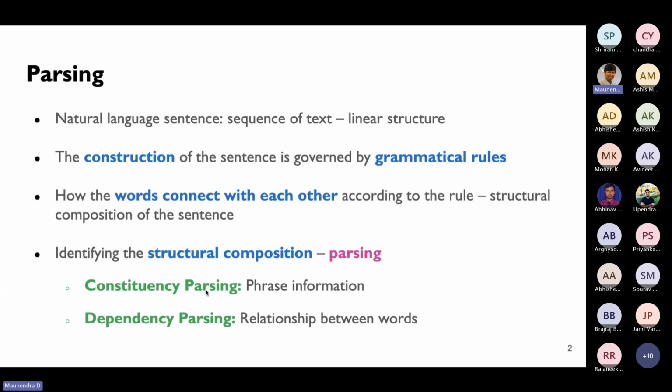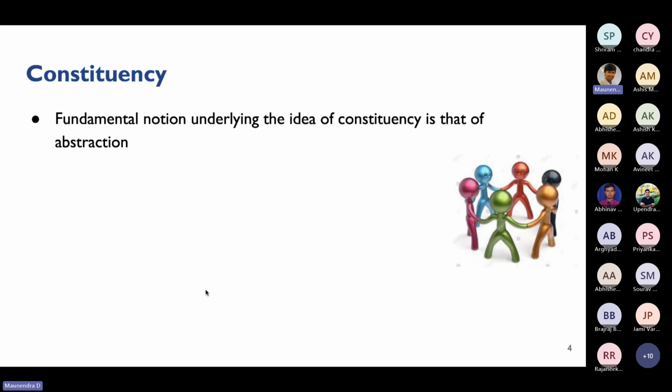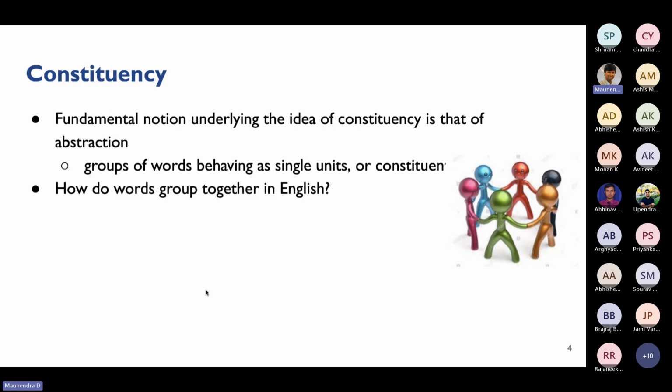And dependency parsing tries to capture the relationship between words. And then there is semantic parsing, which deals with a logical interpretation. We'll go through these three types of parsing step by step. So to start with, constituency parsing. Constituency is the fundamental notion that underlies the idea of how things combine together, and it can be viewed at an abstract level. A group of words which behave as a single unit are constituents.